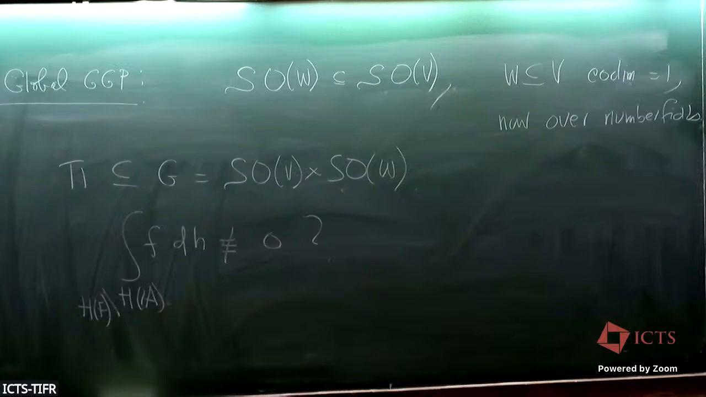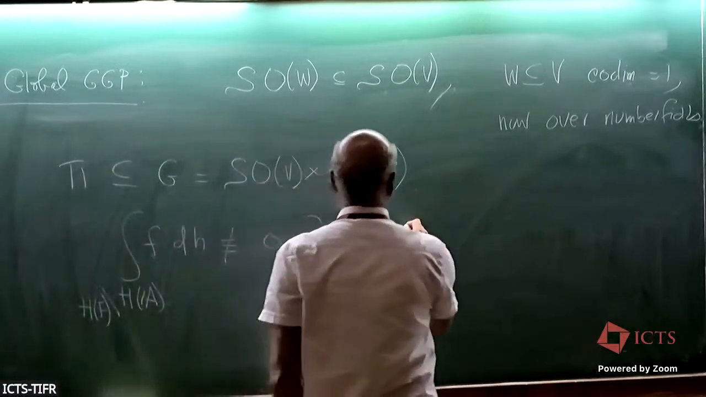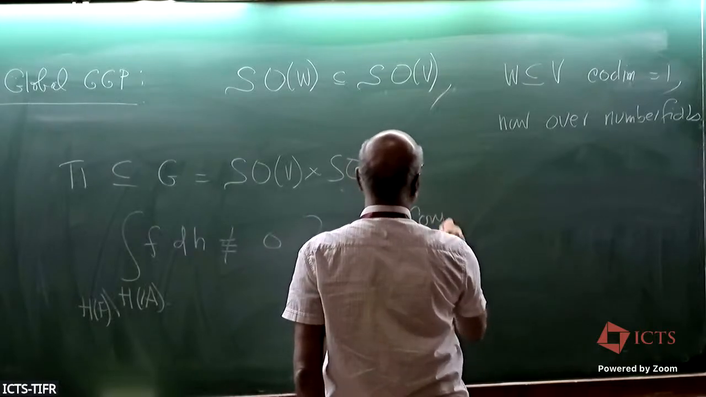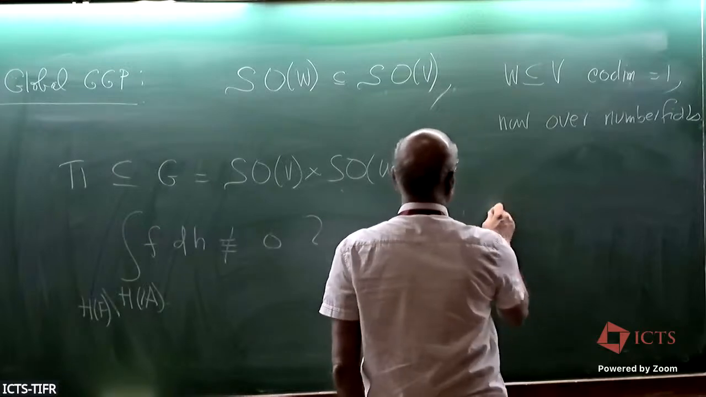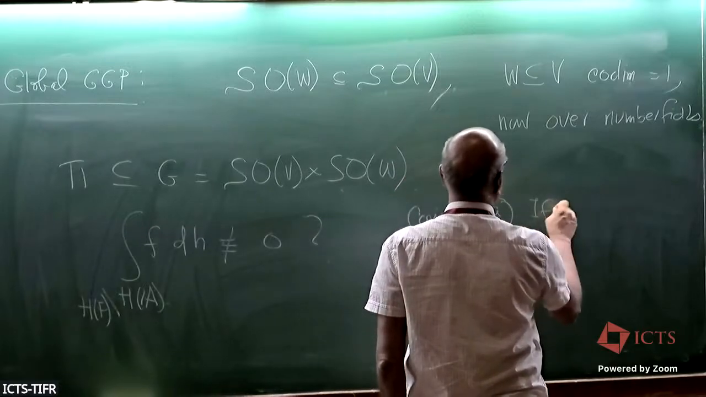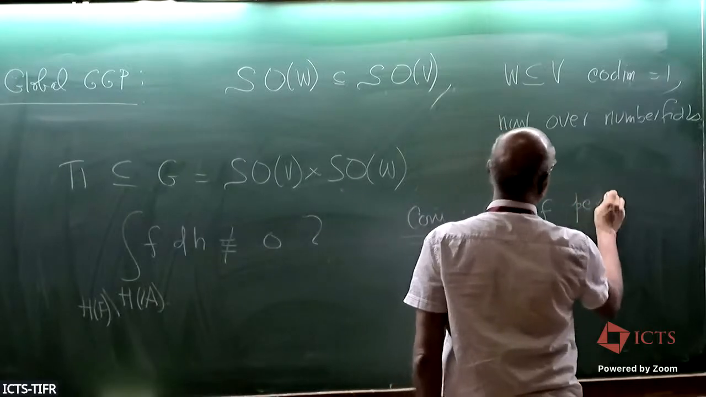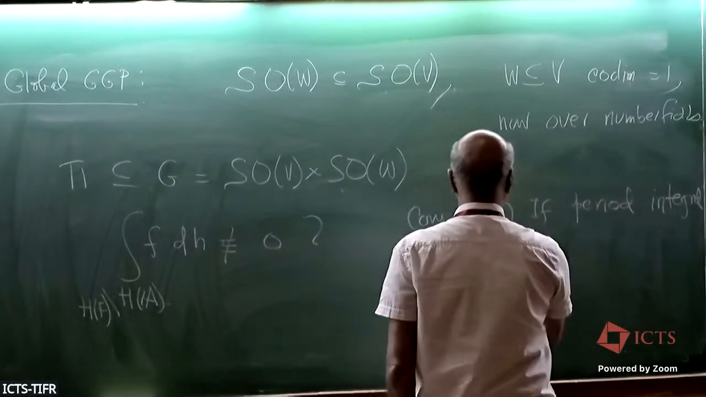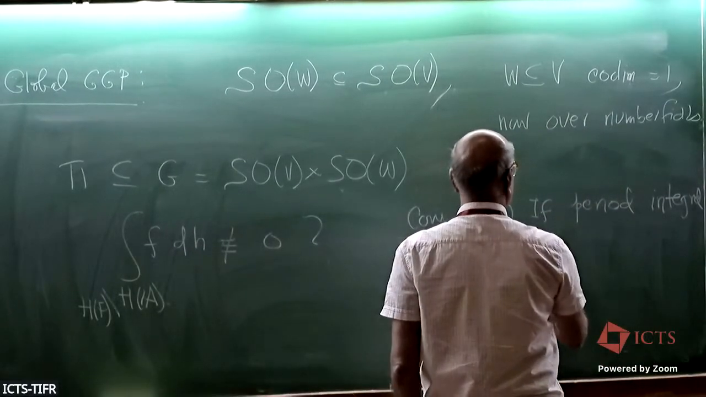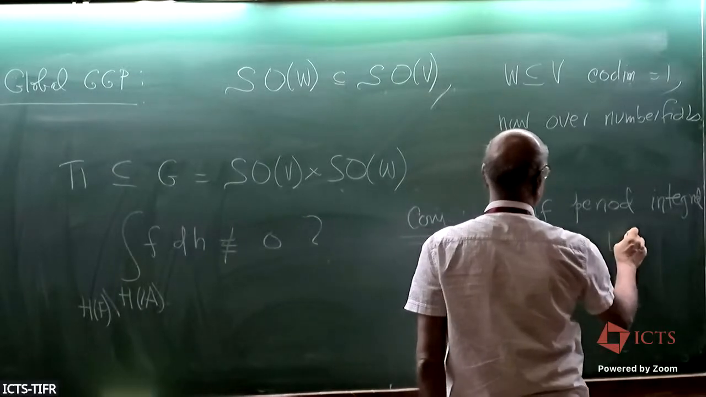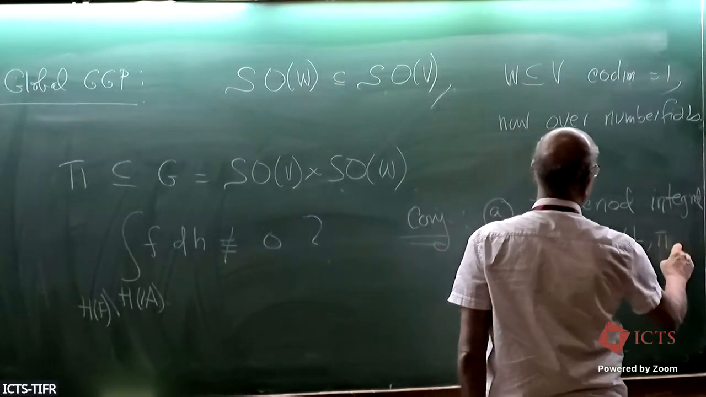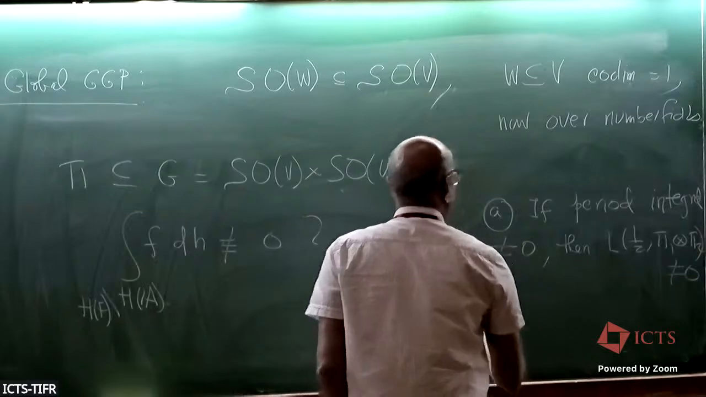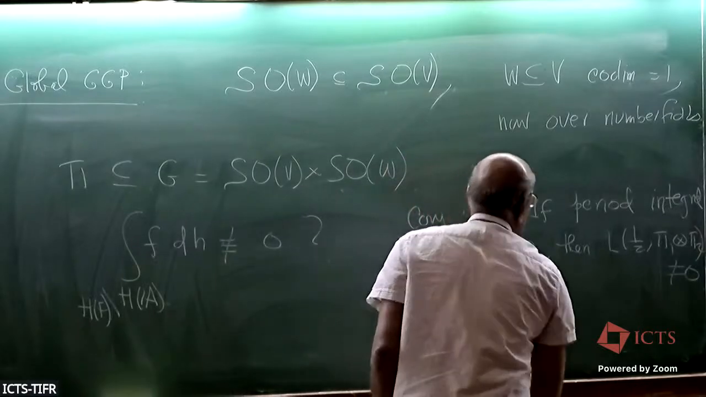So the GGP conjecture says, conjecture 1: if the period integral is non-zero, then L half is non-zero. And it is the converse which is most interesting.